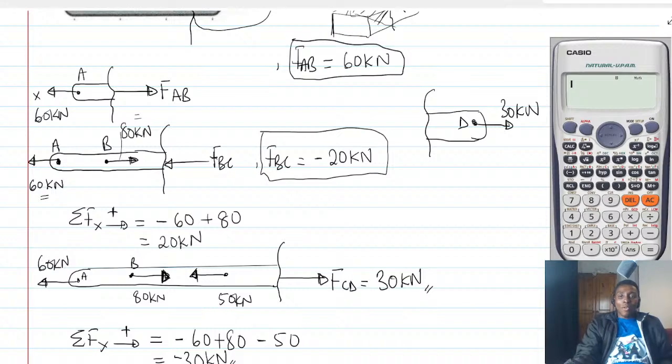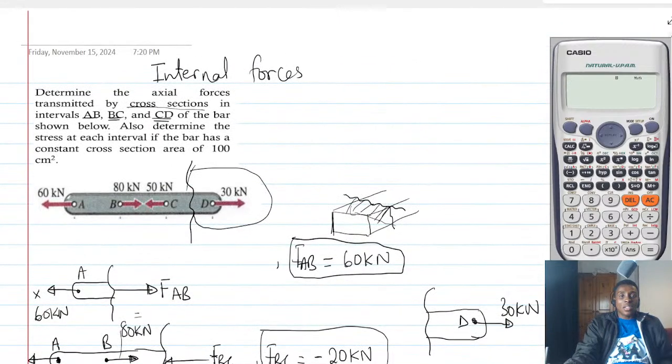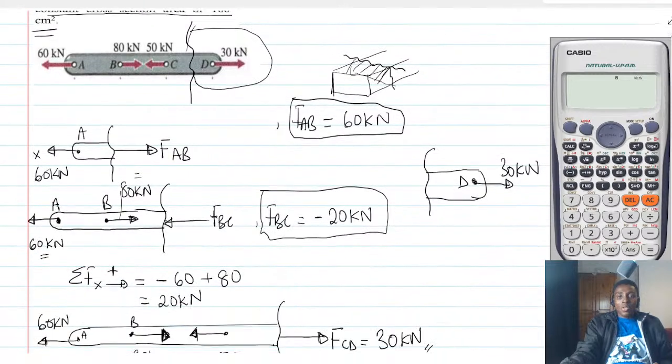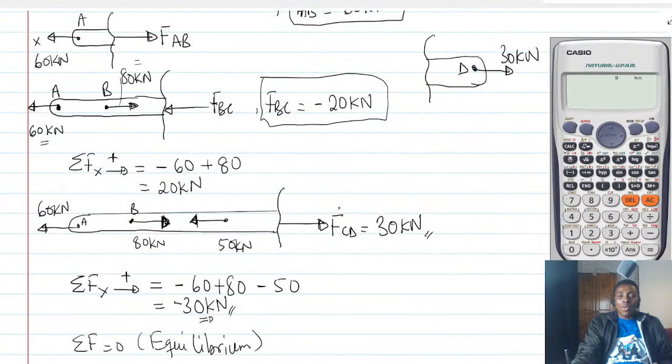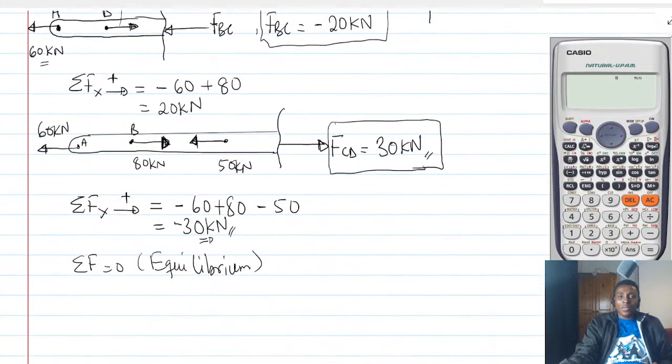All right. So now that we have the forces, we can calculate the stresses. Determine the stress at each interval if the bar has a constant cross-sectional area of 100 centimeters squared. Okay. So now let's finalize our answers. So FCD is 30, and then FBC is minus 20, FAB is 60.